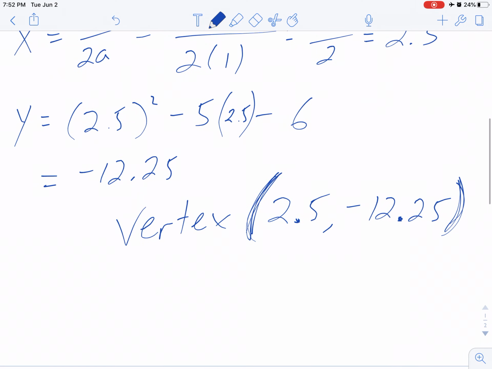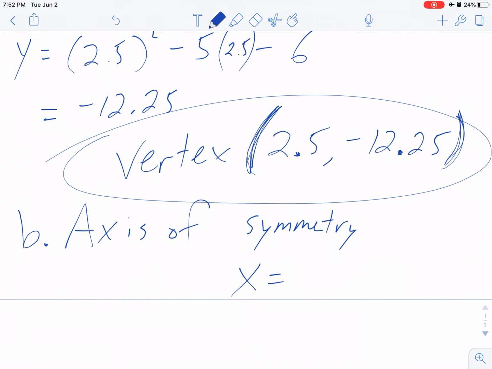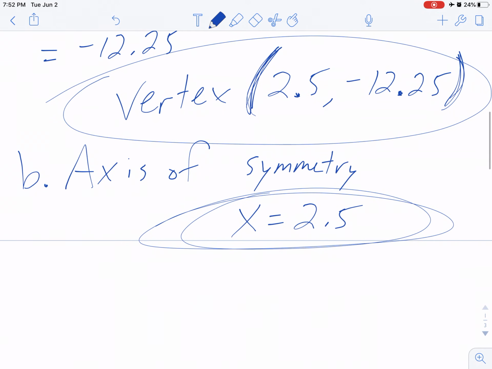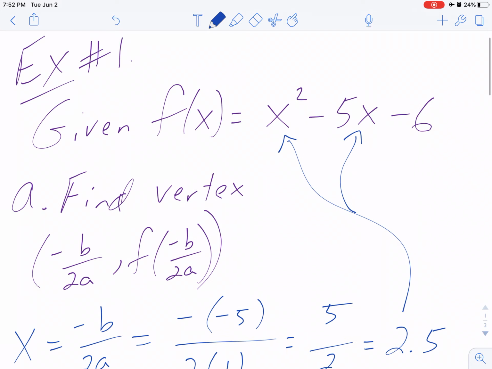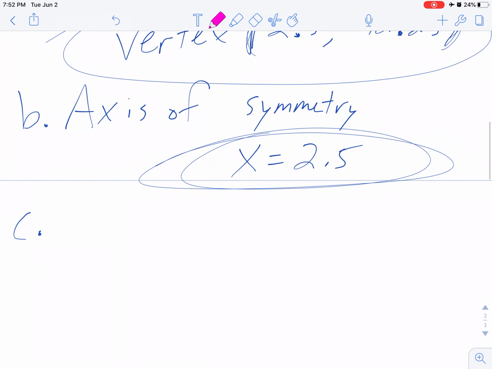The next thing they may ask you in your assignment is to find the axis of symmetry. I'll circle that vertex. The axis of symmetry calculation is actually already done. It's x equals 2.5. Next, I'll ask you if this opens up or down. That's the easiest question of all. The leading coefficient is a 1, a positive number, and so that tells us that this parabola opens up.